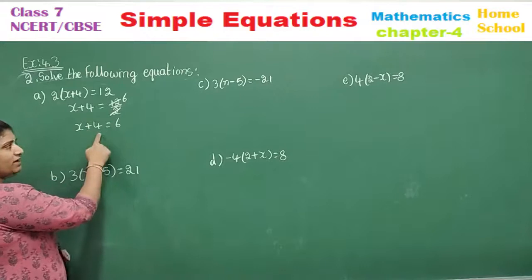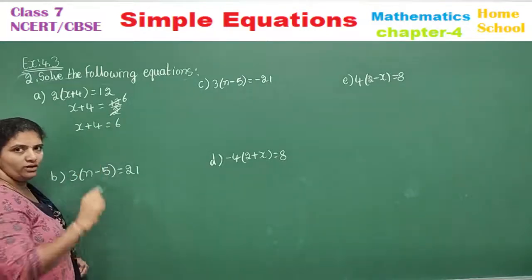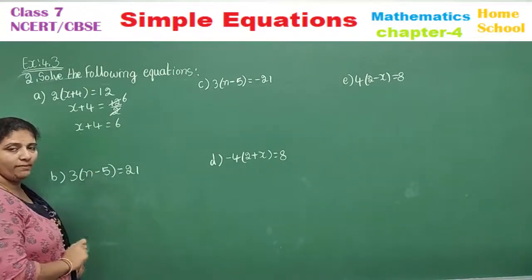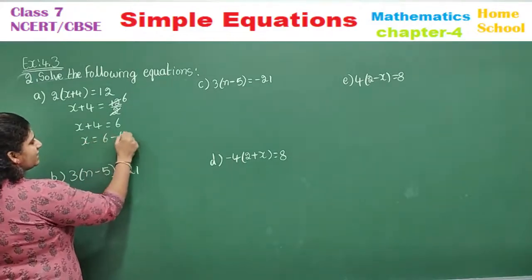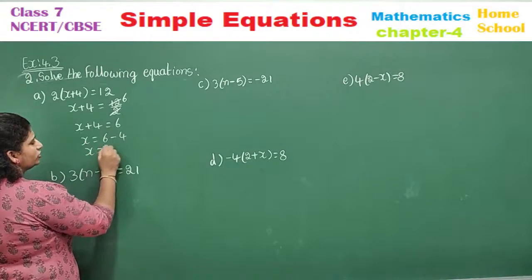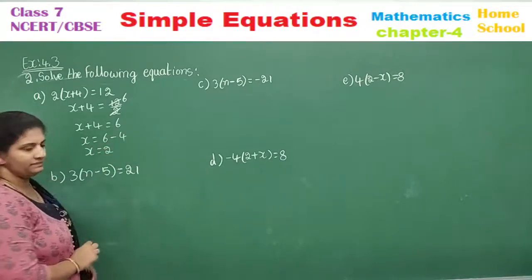Other than the variable x, what extra do you have? Plus 4. Transpose plus 4. What happens? Minus 4. x is equal to 6 minus 4. x is equal to 2 is your answer.